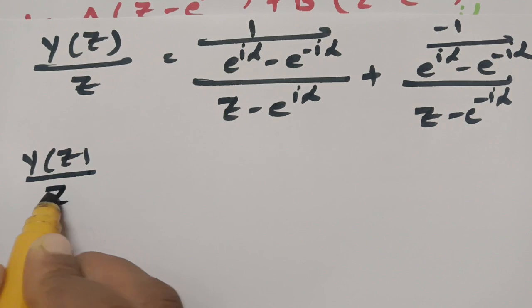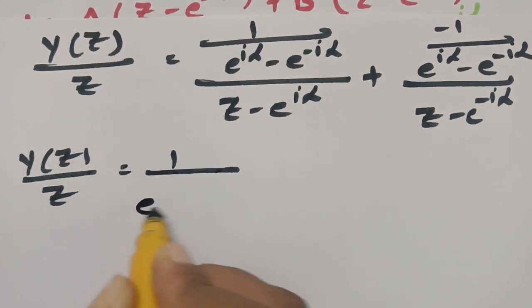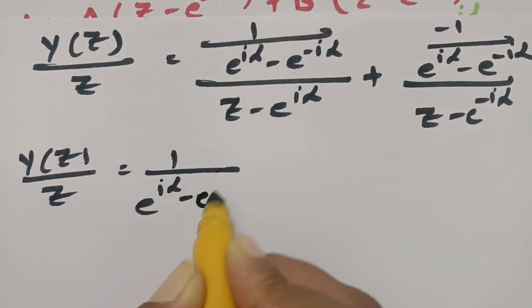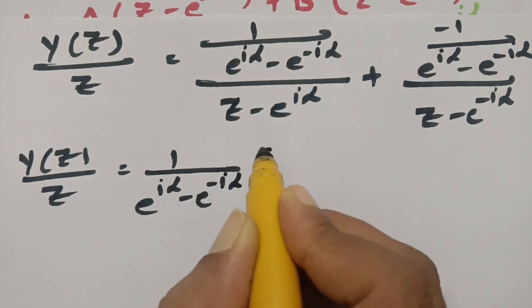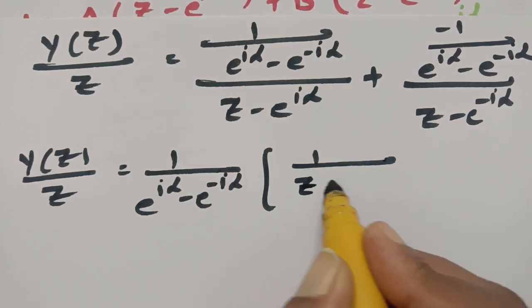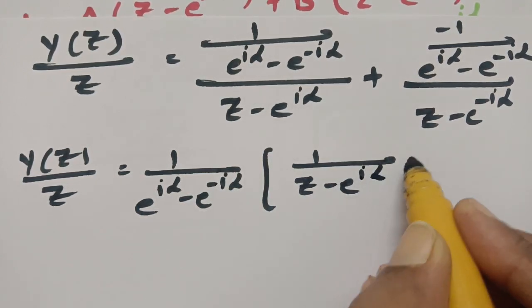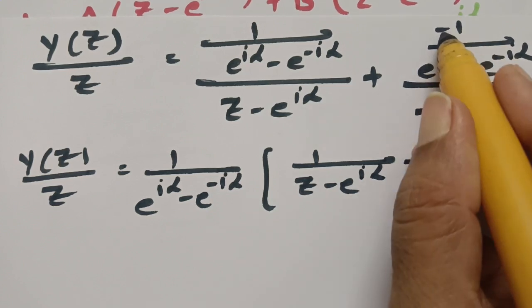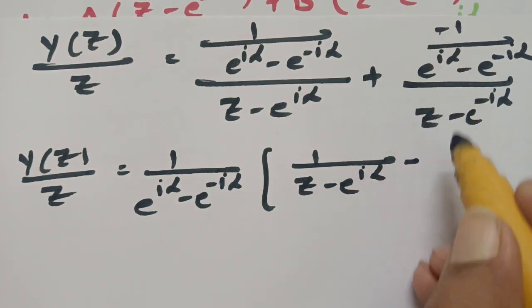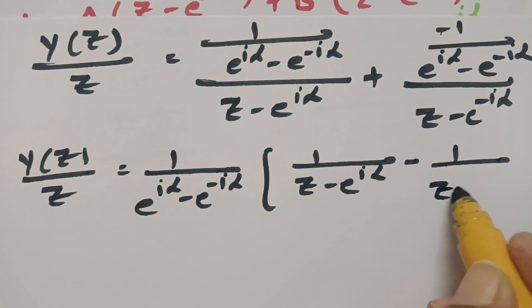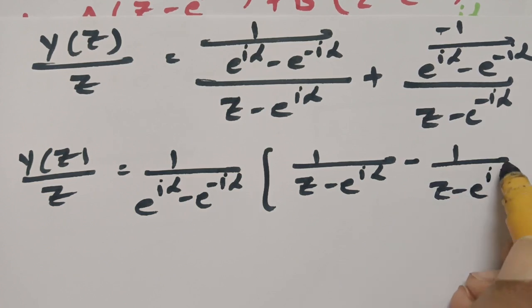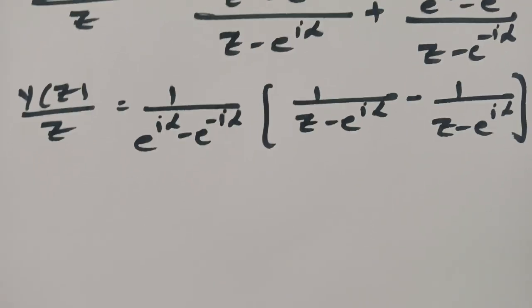So this is y of z by z is equal to 1 by e power i alpha minus e power minus i alpha, and this can be written as 1 by z minus e power i alpha. This is minus here. So plus into minus is minus, 1 by z minus e power minus i alpha. Clear? And now see here.